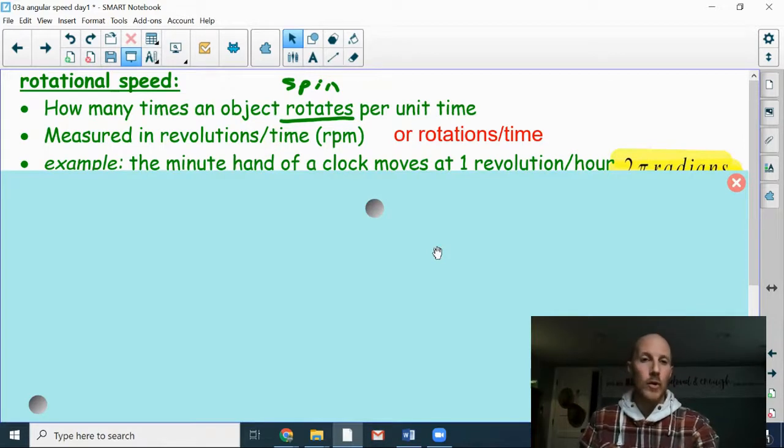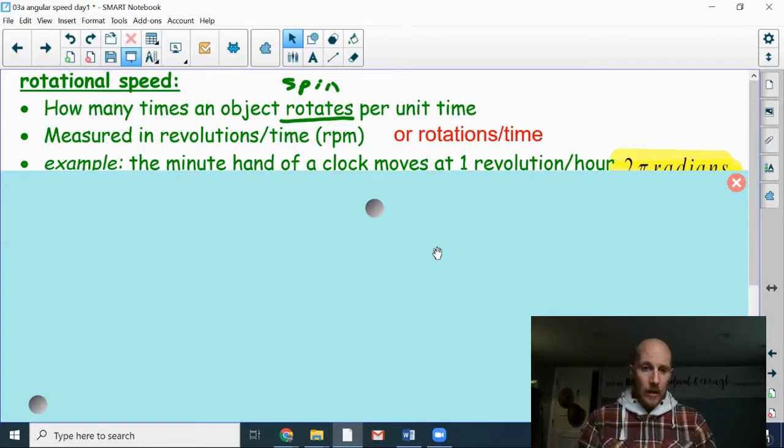There are different words that can be used to describe the circular motion: rotations, revolution, spin, cycle, trip around a record player. There's lots of ways to describe this circular motion. Rotational speed is always going to be measured in revolutions per unit of time. A common example is revolutions per minute, but we can also use rotations per minute.